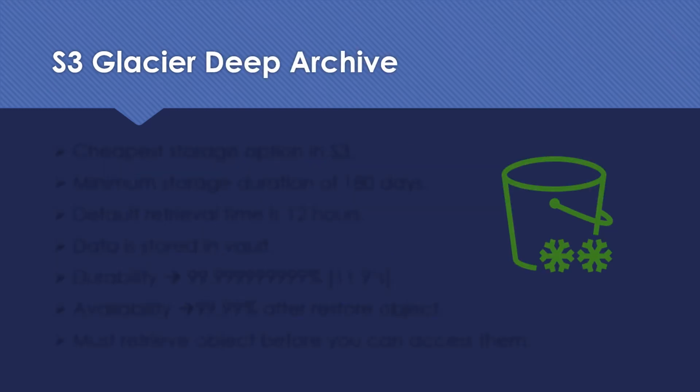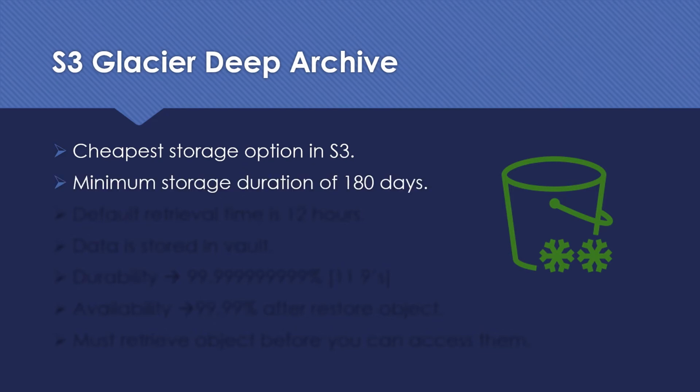So the last class that we are going to discuss is S3 Glacier Deep Archive. So as the name suggests, this is also an archival solution, but this is the deep archive. So in the last class we discussed that the retrieval time is between minutes and hours, but here retrieval time will be more. So cheapest storage option in S3. So among all the class options that we have discussed, this is the cheapest one. So this will cost you the minimum when you are storing the data in this class.